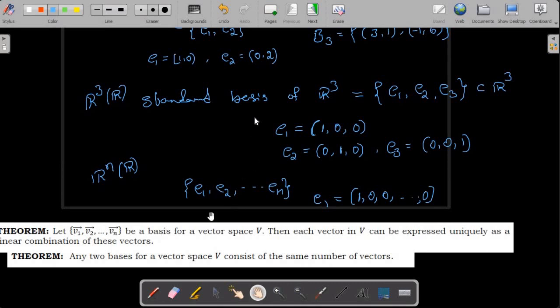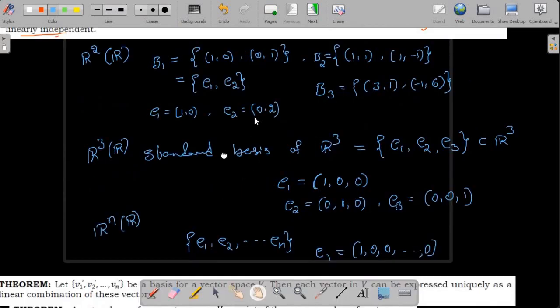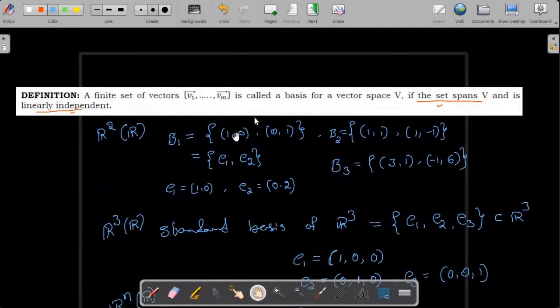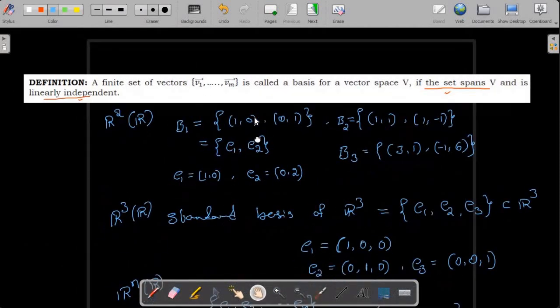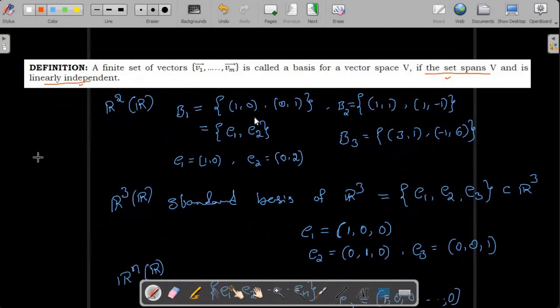Let me explain what I mean. You take some subset of R2. Let me take some subspace. The subspace is nothing but the line y equal to x itself. We know y equal to x represents a subspace. Now that subspace can be written like this: the set of all (x, x) such that x belongs to the real numbers.